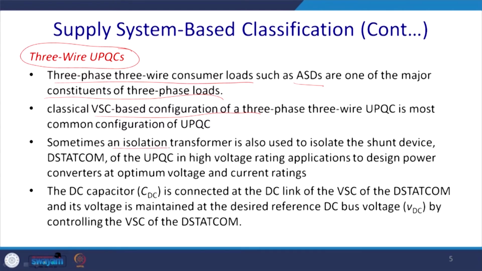Sometimes an isolation transformer is also used to isolate the shunt device D-STATCOM of the UPQC in high voltage rating applications, to design the power converter at optimum voltage and current rating. So, this is something we have seen, and we can design it a different way.